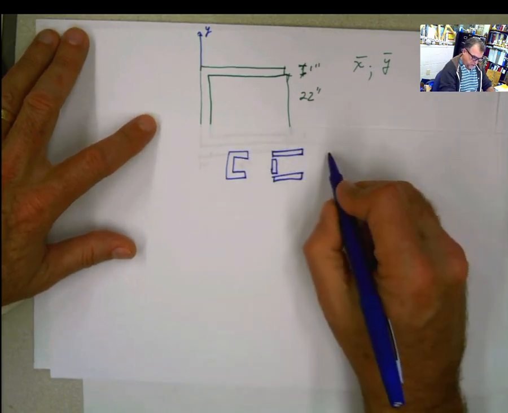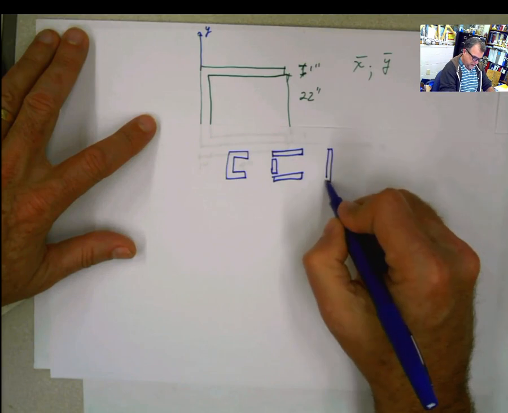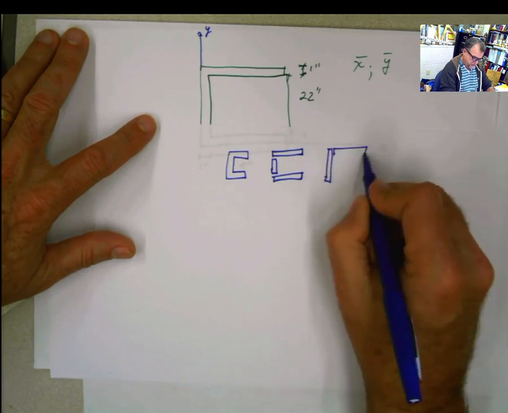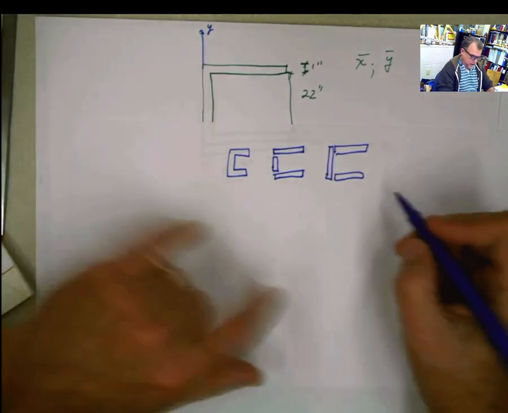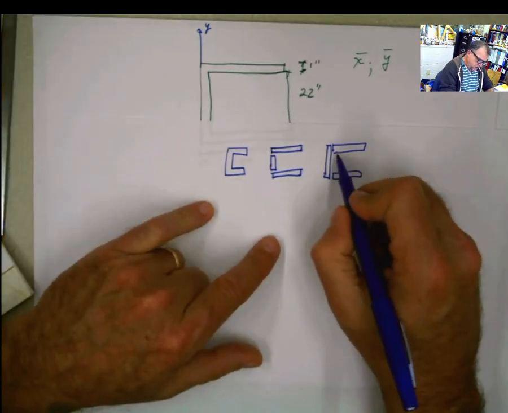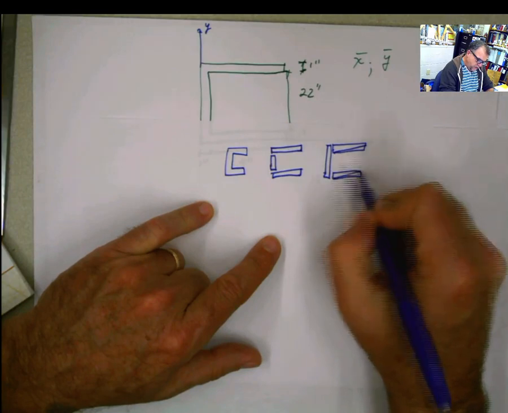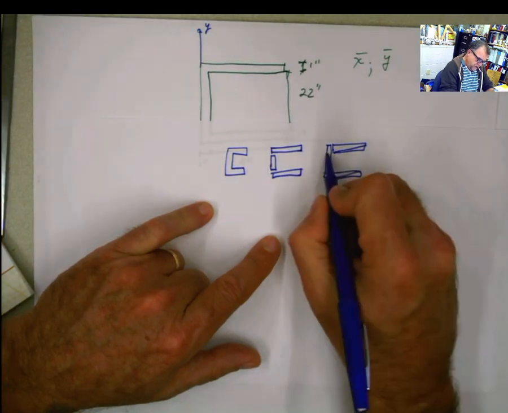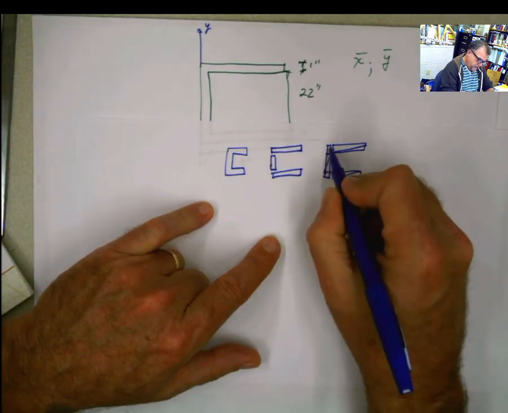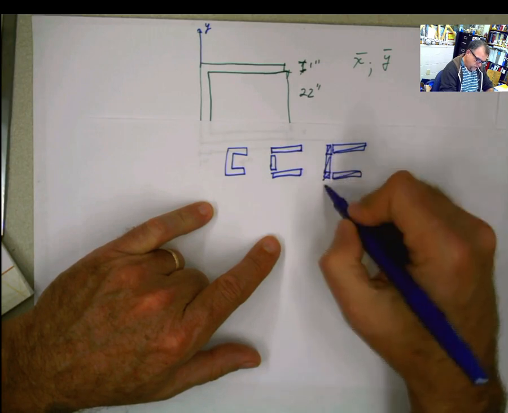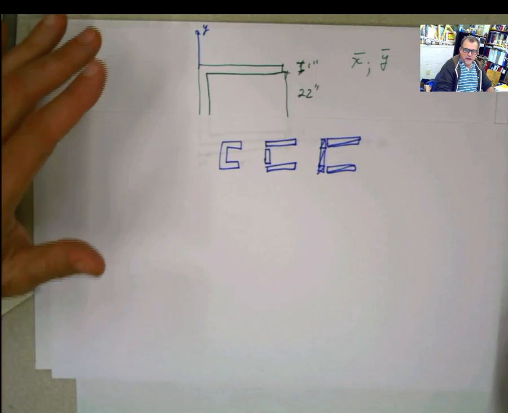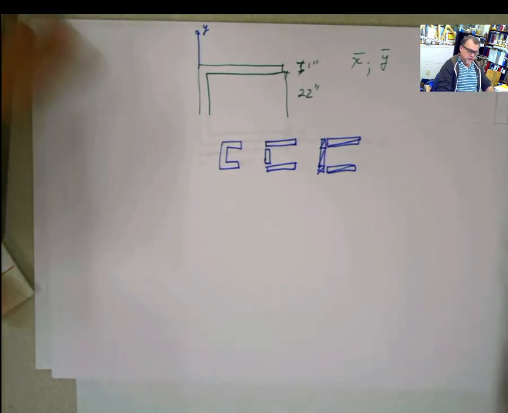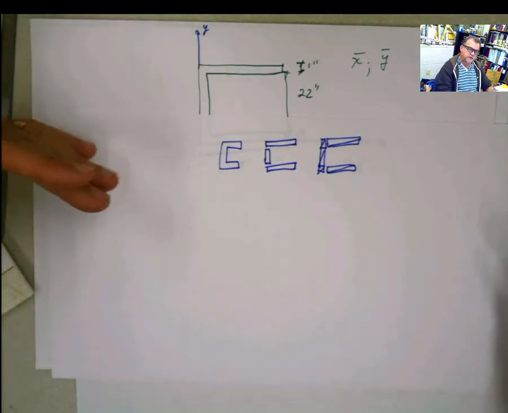I can decompose that also like that, for example, 1, 2, 3. I can convert this into triangles like that. I can convert this into 1, 2, 3, 4, 5, so 2, 4, 6, 8, 10 figures, whatever. But the result should be the same. Of course, I have more chances of messing up if I use more figures.